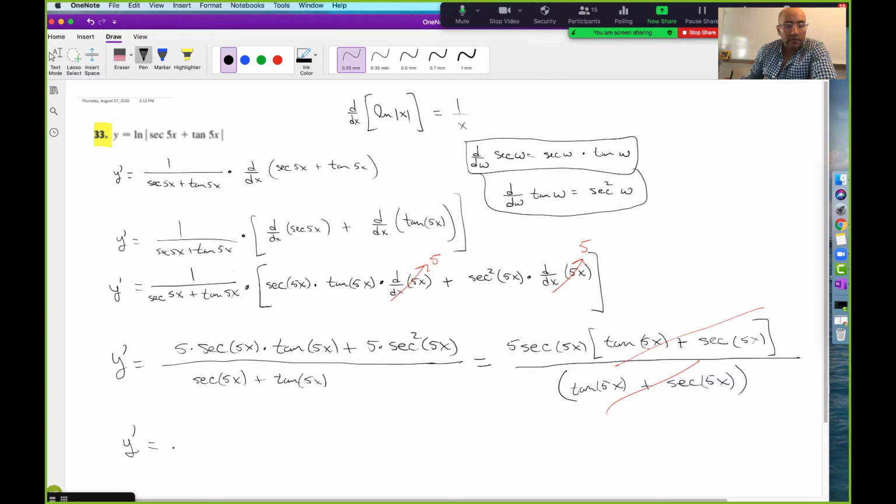The derivative is going to be equal to 5 secant of 5x. Any questions? So we had to draw on several of our properties to find this answer. The derivative of an ln absolute value of x function, right? We had to think about the derivative of a secant function, the derivative of a tangent function, and we had to apply the chain rule several times.